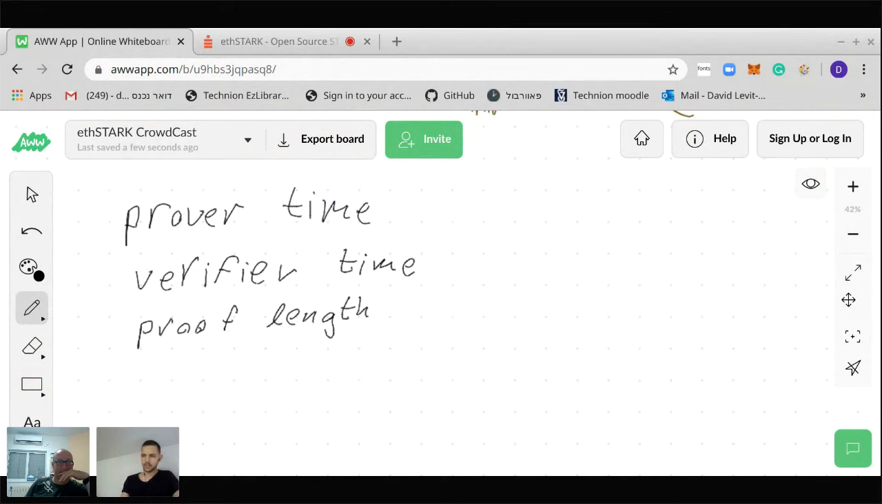But we can still compare different hash functions and say that one of them is better than the other using some other measures. So let me go to the next slide.